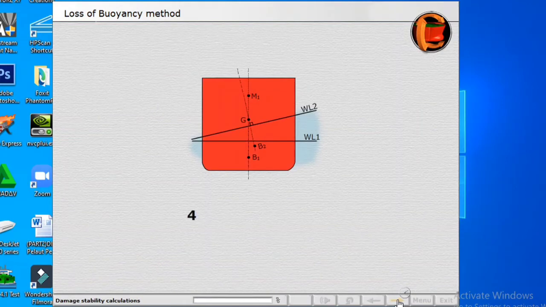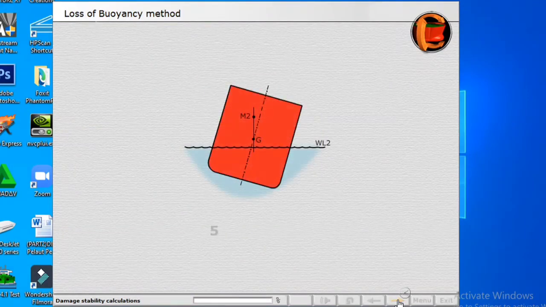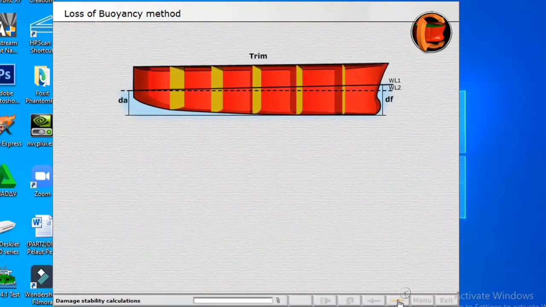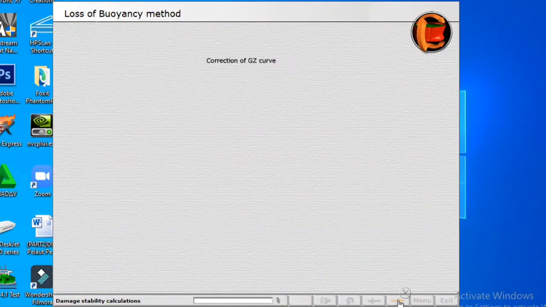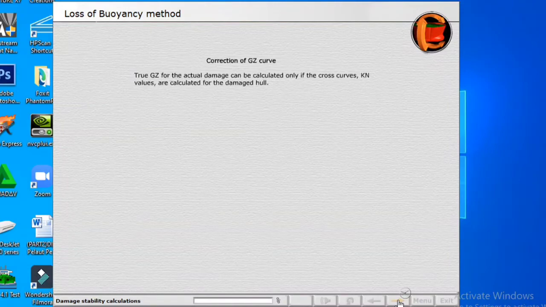4. Calculate the new location of B above keel. 5. Calculate new GM. 6. Calculate heeling angle and trim. Correction of GZ curve. True GZ for the actual damage can be calculated only if the cross curves, KM values, are calculated for the damaged hull.